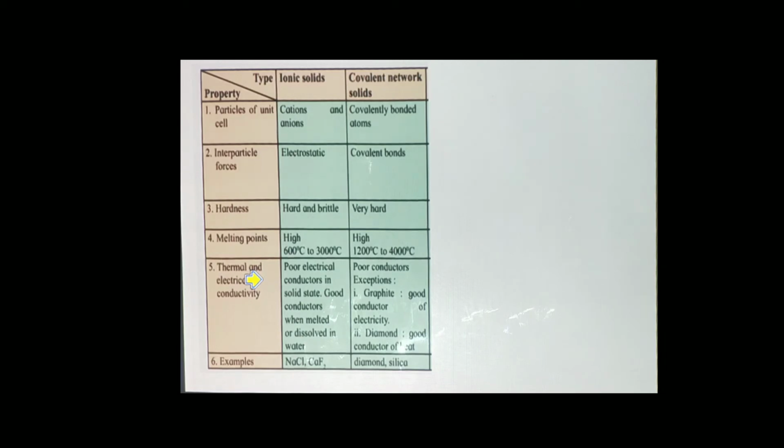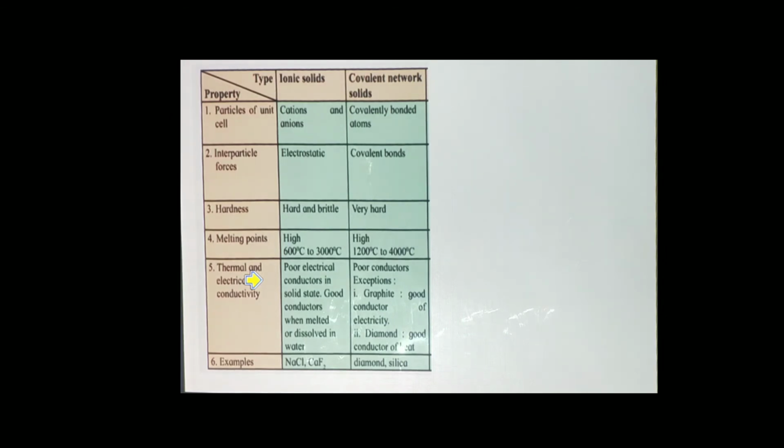Since the force is stronger, the melting point of this compound is also high, which ranges from 1200 degrees Celsius to about 4000 degrees Celsius. These particles do not possess delocalized electrons. That's why they are poor conductors of electricity.